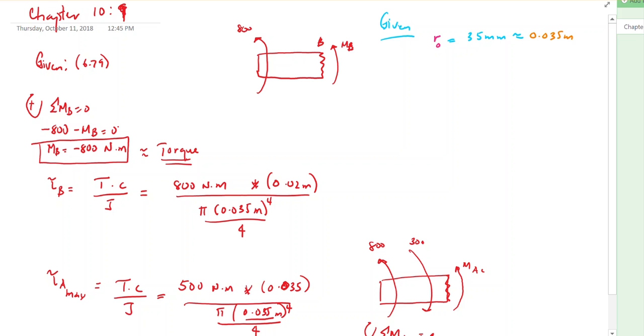0.035. Okay, now we also have this torque. I'm just going to put T sub O, meaning for outer, an outer parameter, right? And that's going to be 800 Newton meters, right?